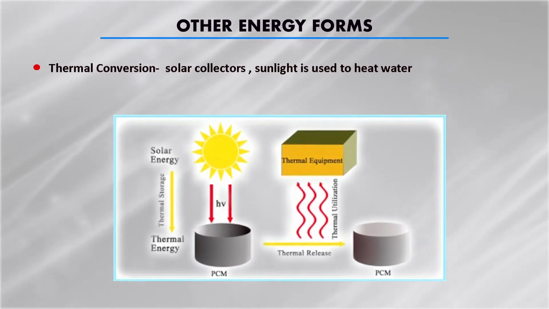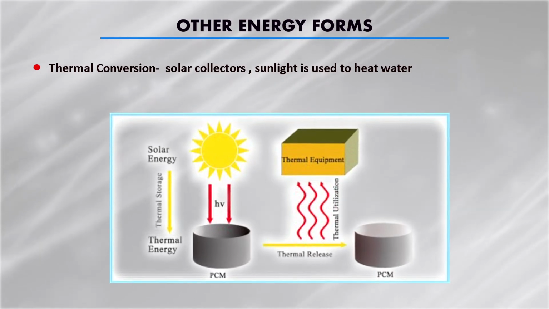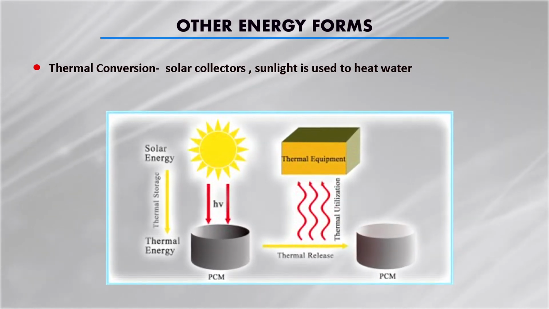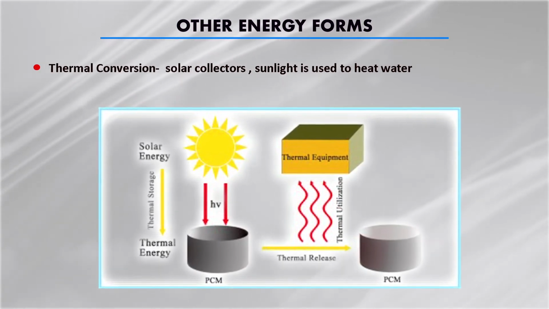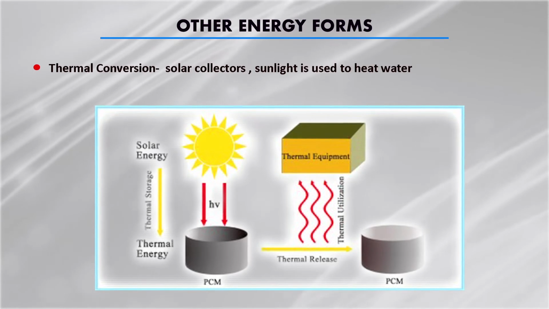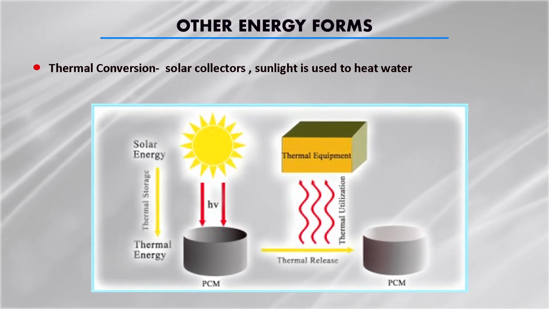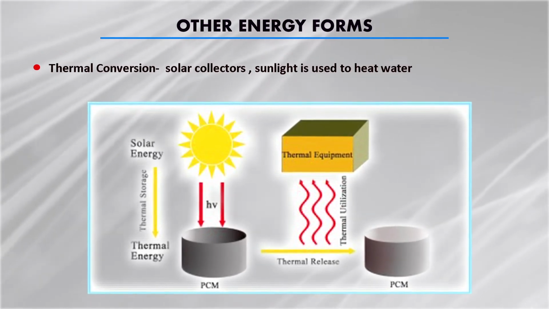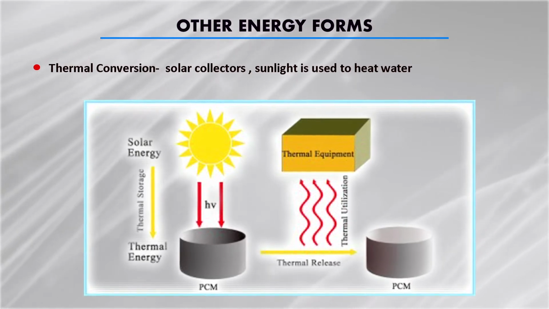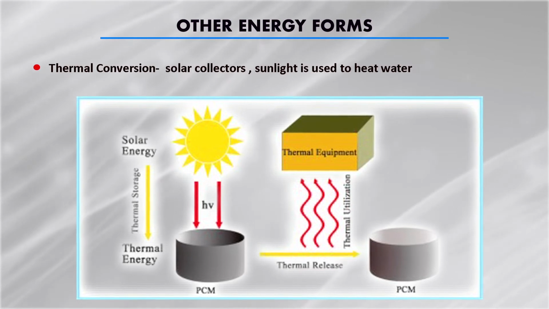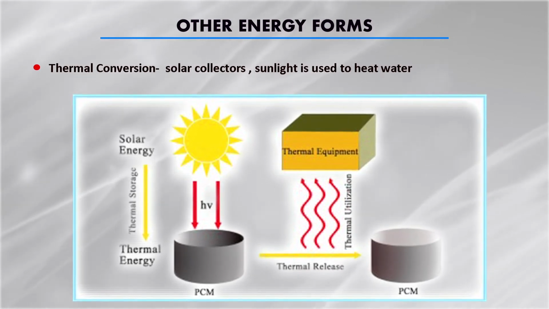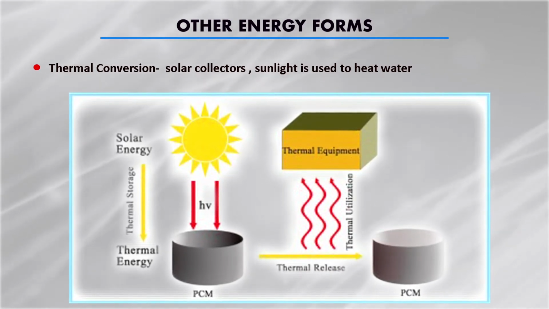Thermal conversion is also possible, like using a solar collector. That means the heat energy received from the sun is collected, and this can be converted into electrical energy by using thermal conversion. Sunlight is used to heat the water, and steam is produced. Steam runs the turbine, and then the mechanical energy is converted into electrical energy by using the generator.